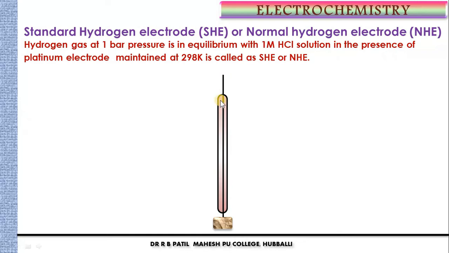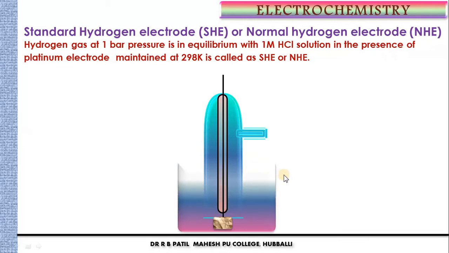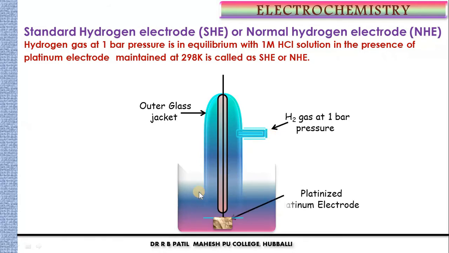This glass tube is enclosed in an outer glass jacket that has an inlet at the top to pass hydrogen gas at 1 bar pressure. Now it is kept in a beaker containing 1 molar HCl solution. So this is the outer glass jacket. Here we pass hydrogen gas at 1 bar pressure, and we have a platinized platinum electrode, and this is 1 molar HCl solution. So this is how we construct a standard hydrogen electrode.